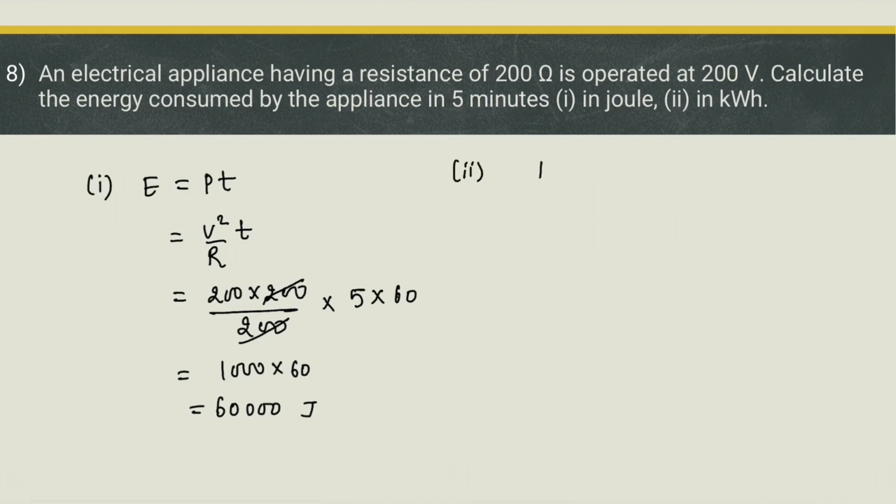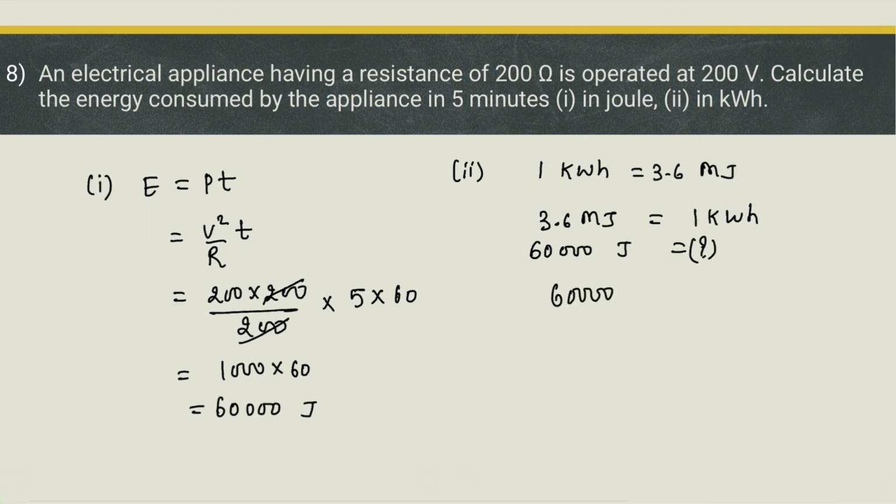Now we know that 1 kilowatt hour is equal to 3.6 megajoule, or we can say 3.6 megajoule is equal to 1 kilowatt hour. So 60,000 joule is equal to how many kilowatt hours? 60,000 into 1 upon 3.6 mega is 10 to the power 6. So on simplifying this we get 0.0167 kilowatt hour.